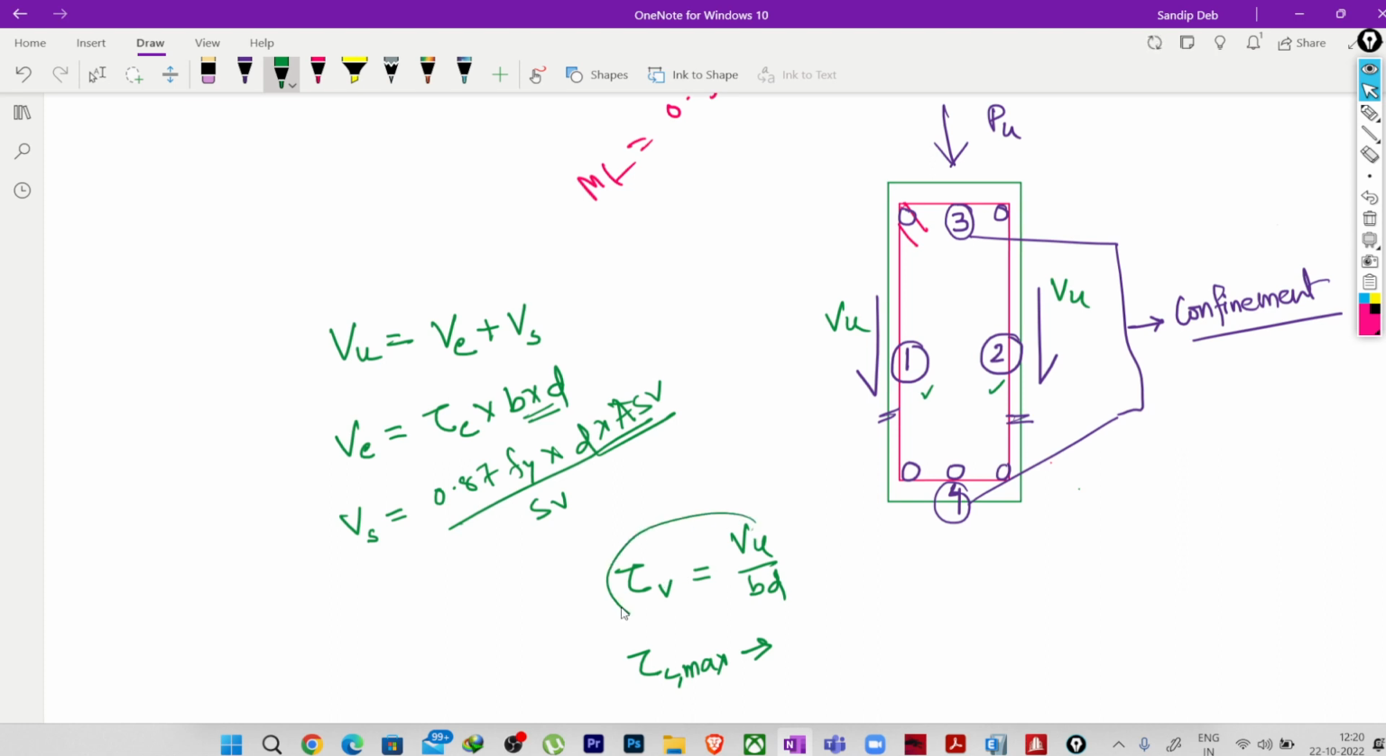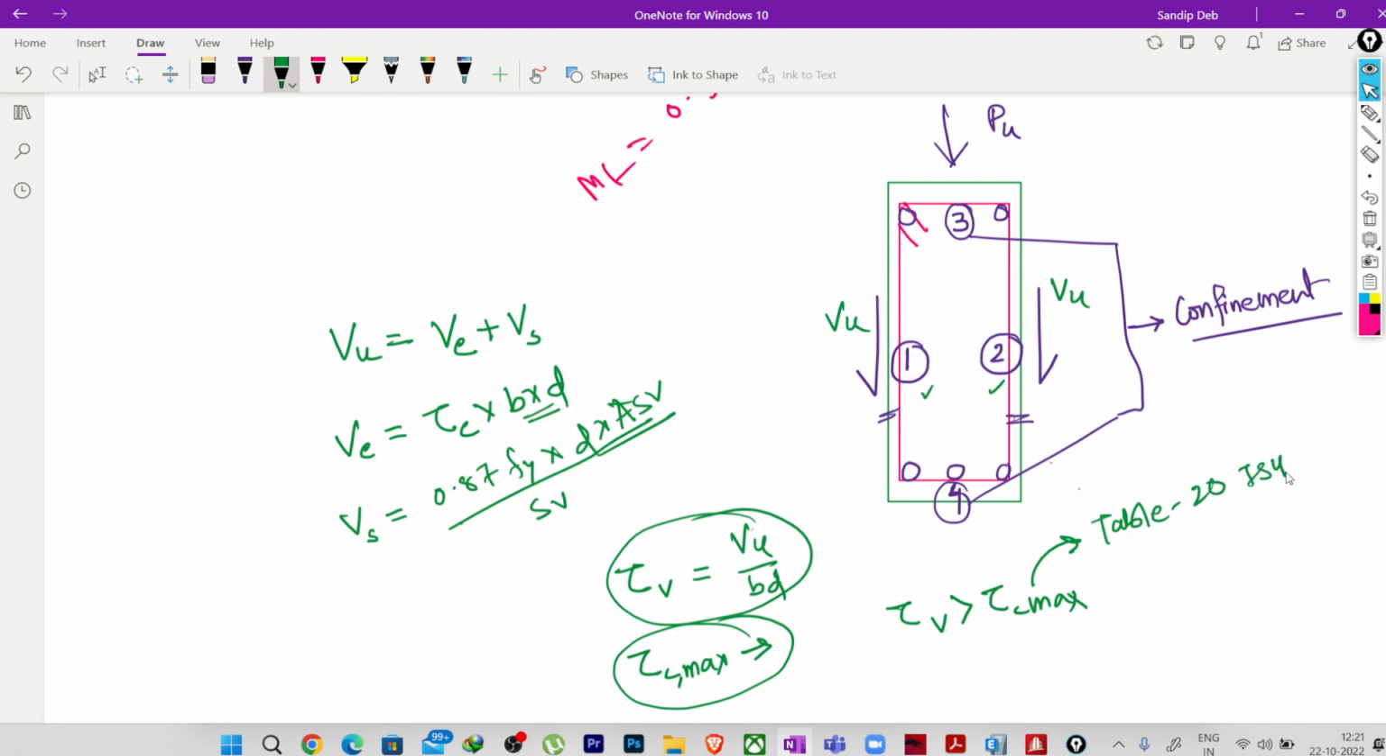So if my shear stress due to the analysis is greater than the shear stress which can be taken by the section, the maximum shear stress, then in that case we cannot go for this particular section. We have to increase the section dimension. So if tau V is greater than tau C max, then we cannot go for it. We have to redesign, that means we need to change the dimension. Right? So where will we find this tau C max? We will find it in table 20 of IS 456.